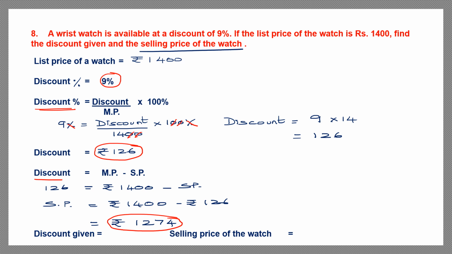So we have found the selling price also. The discount given is 126 rupees. And the selling price of the watch is 1274 rupees.